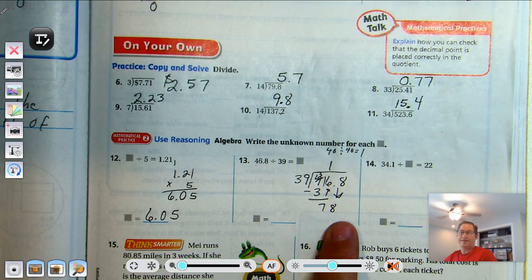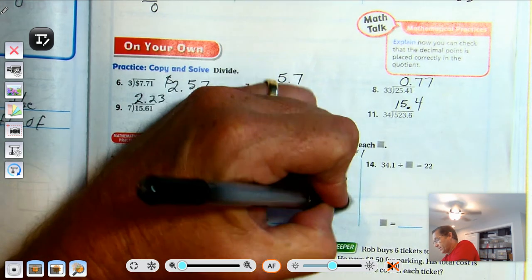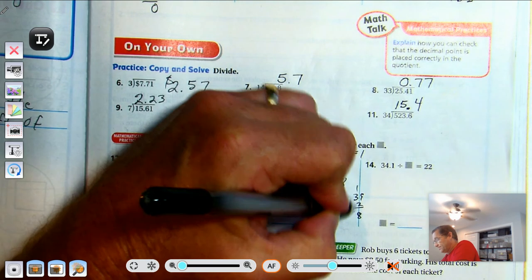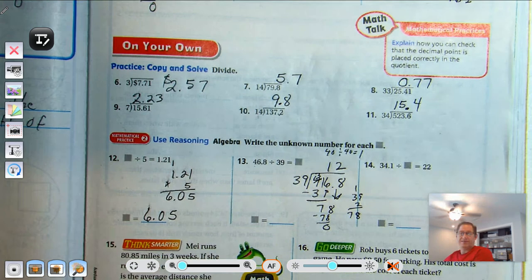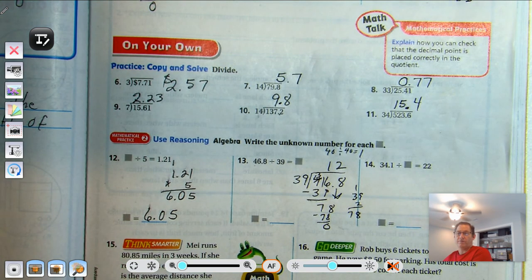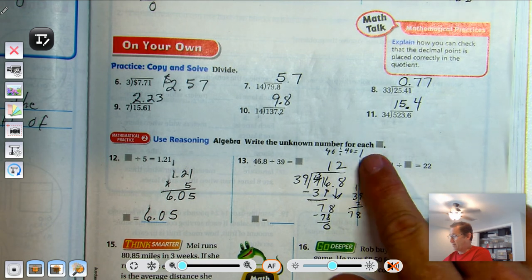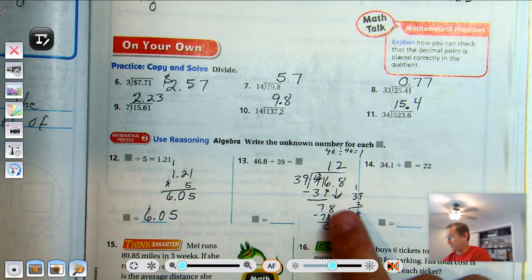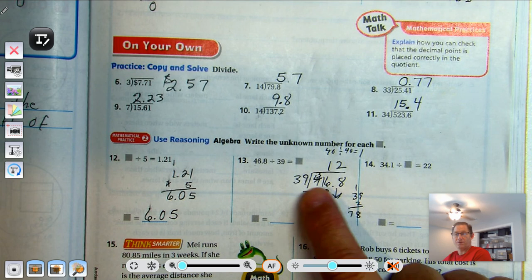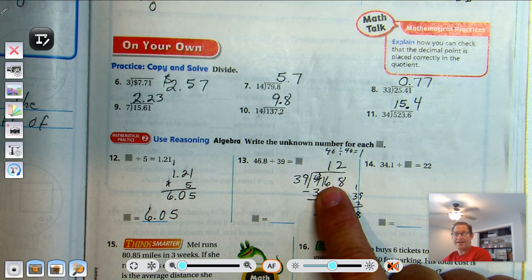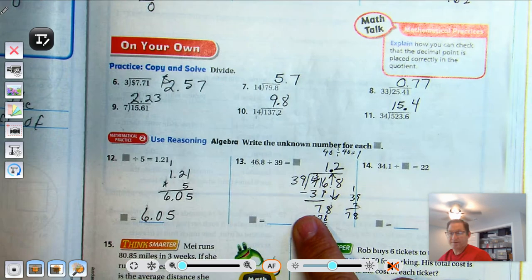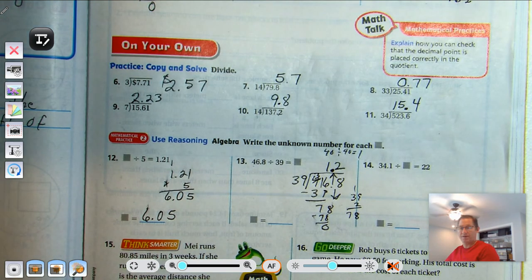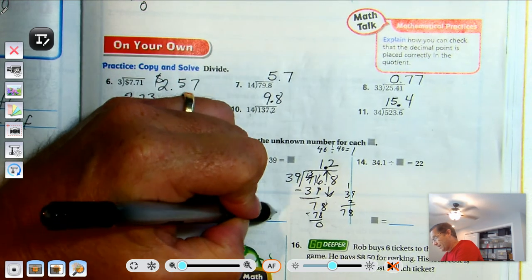9 times what would end in an 8? 2, right? So let's try that. 39 times 2. And that's 78. So 78, take away 78 is 0. So we have 12 right now in our quotient, but we said our estimate should be about 1. Let's see where the decimal point is. We're dividing a decimal in the tenths by a whole number. Our decimal point will be in the tenths. So 1 and 2 tenths.